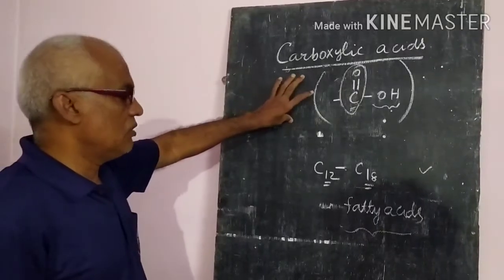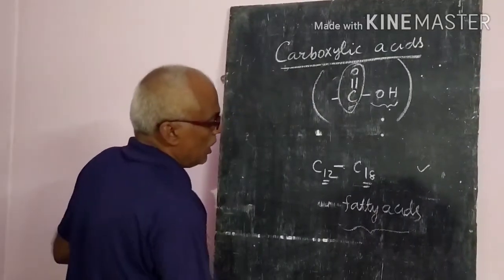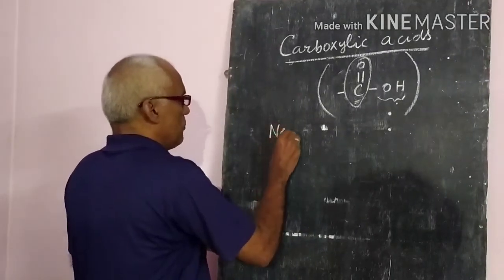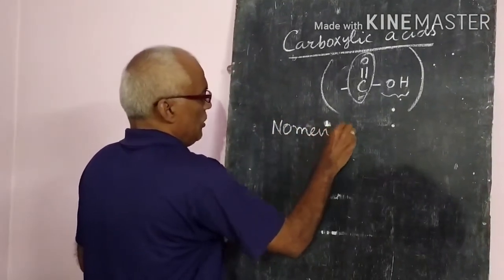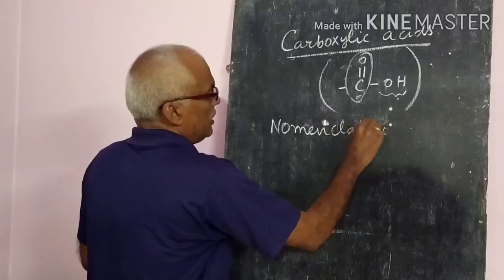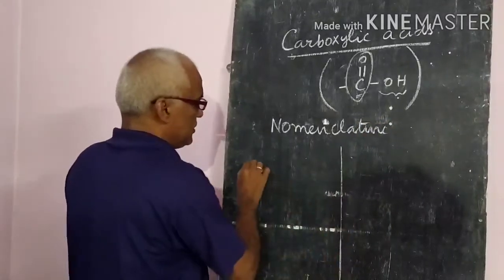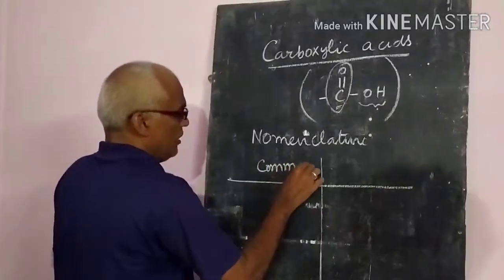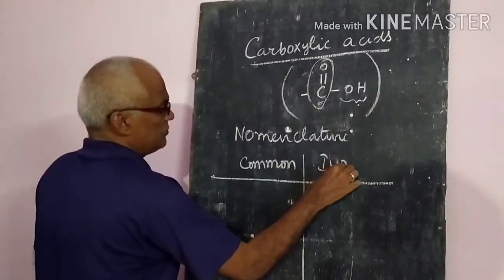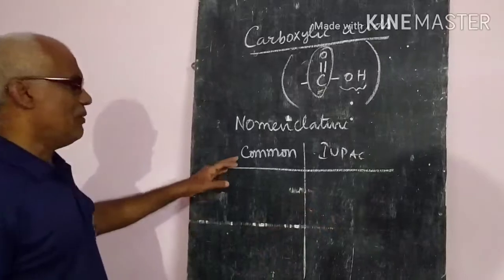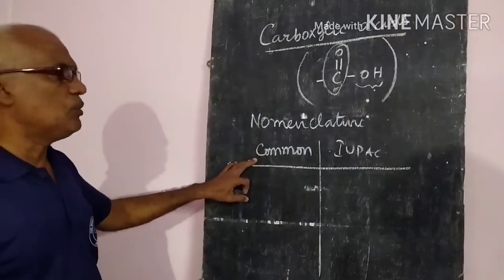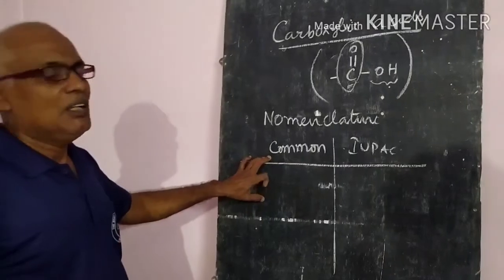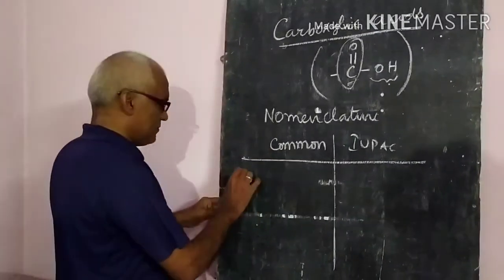So let us see the nomenclature, how you will name the carboxyl groups. In the nomenclature, generally two types are there: common names and IUPAC names. Generally common names are very rare. At that time only two or three acids were found in nature, so that's why they gave such names. So that is from the red ants.